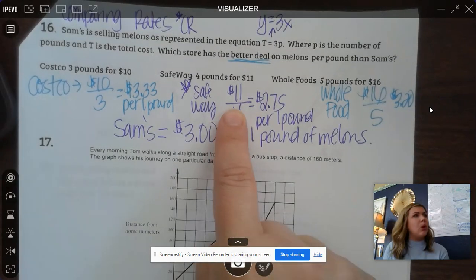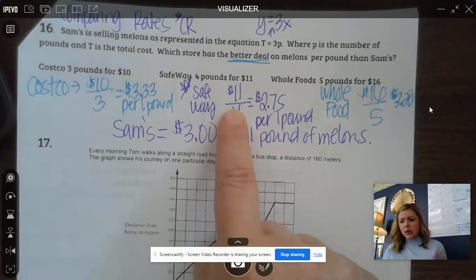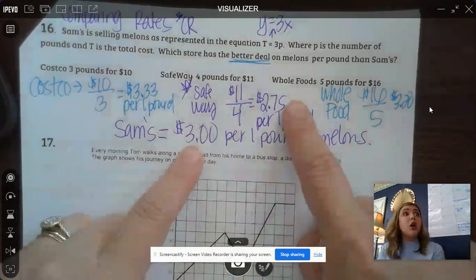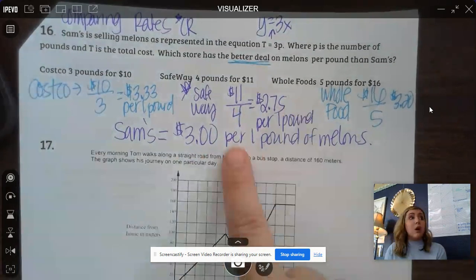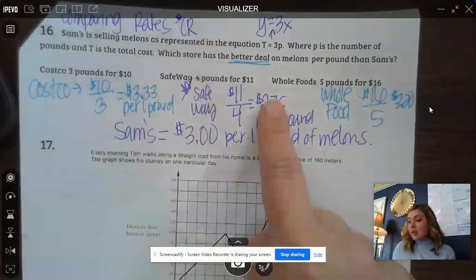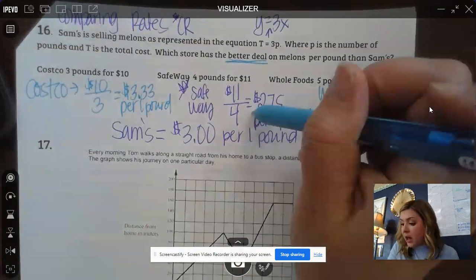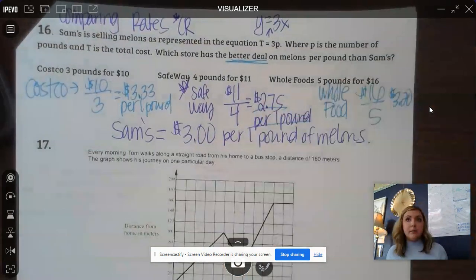Safeway is the best deal. Why? It has the cheapest constant rate, the cheapest cost per pound compared to Sam's, or really compared to all of them, right? $2.75 is the cheapest cost out of all of them.